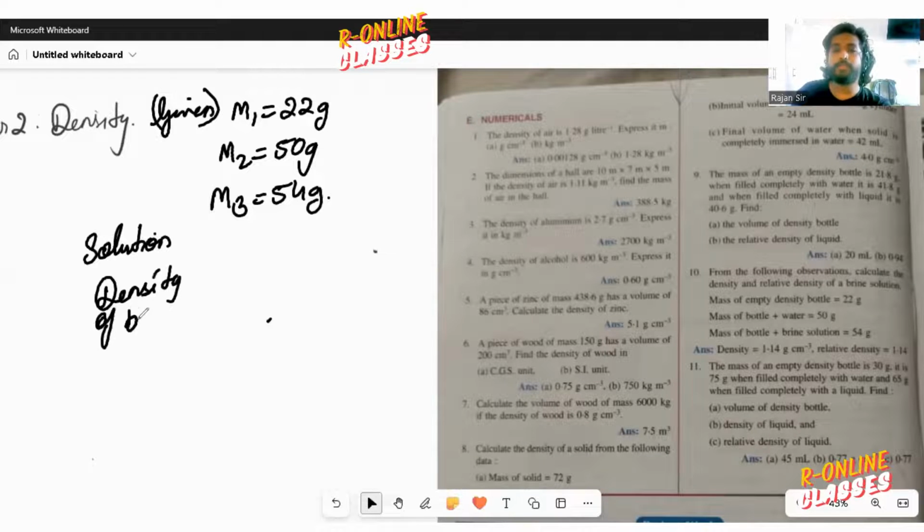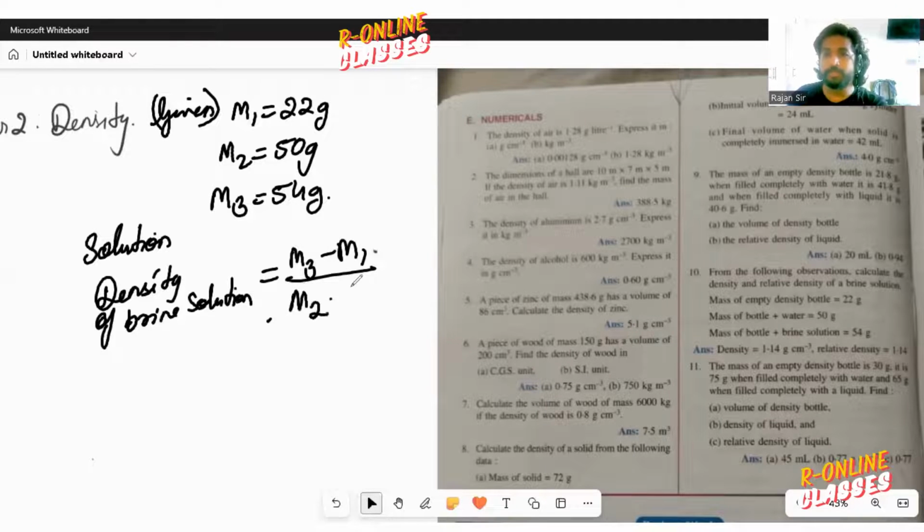of brine solution. We have M3 minus M1. Make sure you understand. It is the liquid plus the bottle minus the bottle, then the water plus the bottle minus the bottle. The reason is, if you are finding the density of the brine solution, the mass of the brine solution should be up. Okay, M2 minus M1.